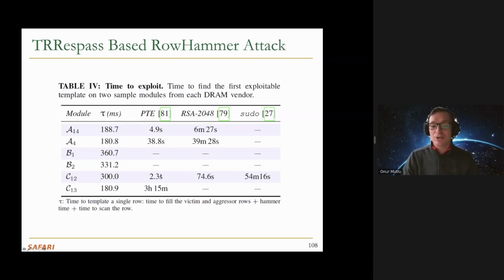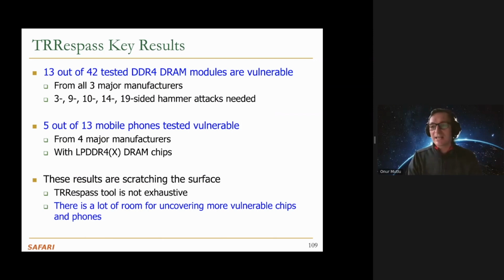And we see that you can get to the first bit flips in as low as 2.3 seconds, in some cases 3 hours. And you can essentially take over the system with these bit flips. So let me conclude with the key results. Essentially, we found out that about 13 of the 42 tested DDR4 DRAM modules are vulnerable. And you can see we did many different types of Rowhammer attacks. And 5 out of 13 mobile phones are vulnerable.